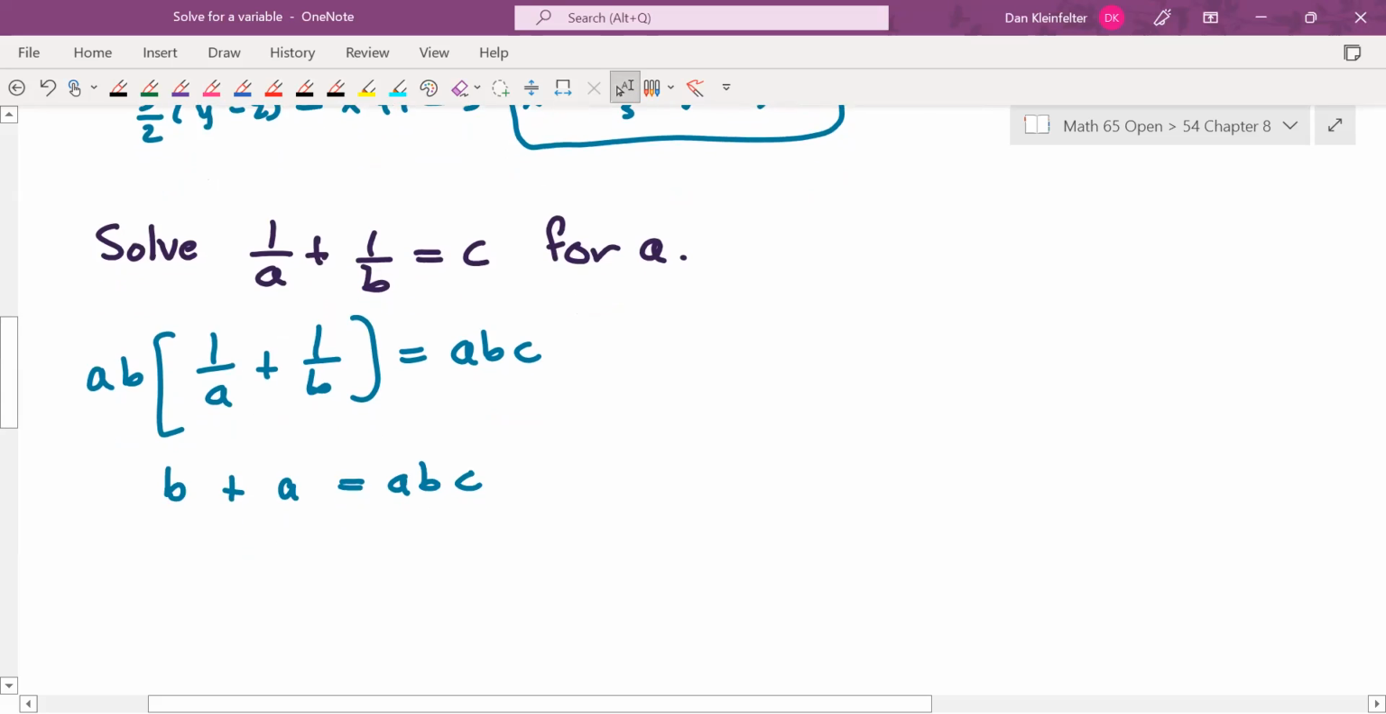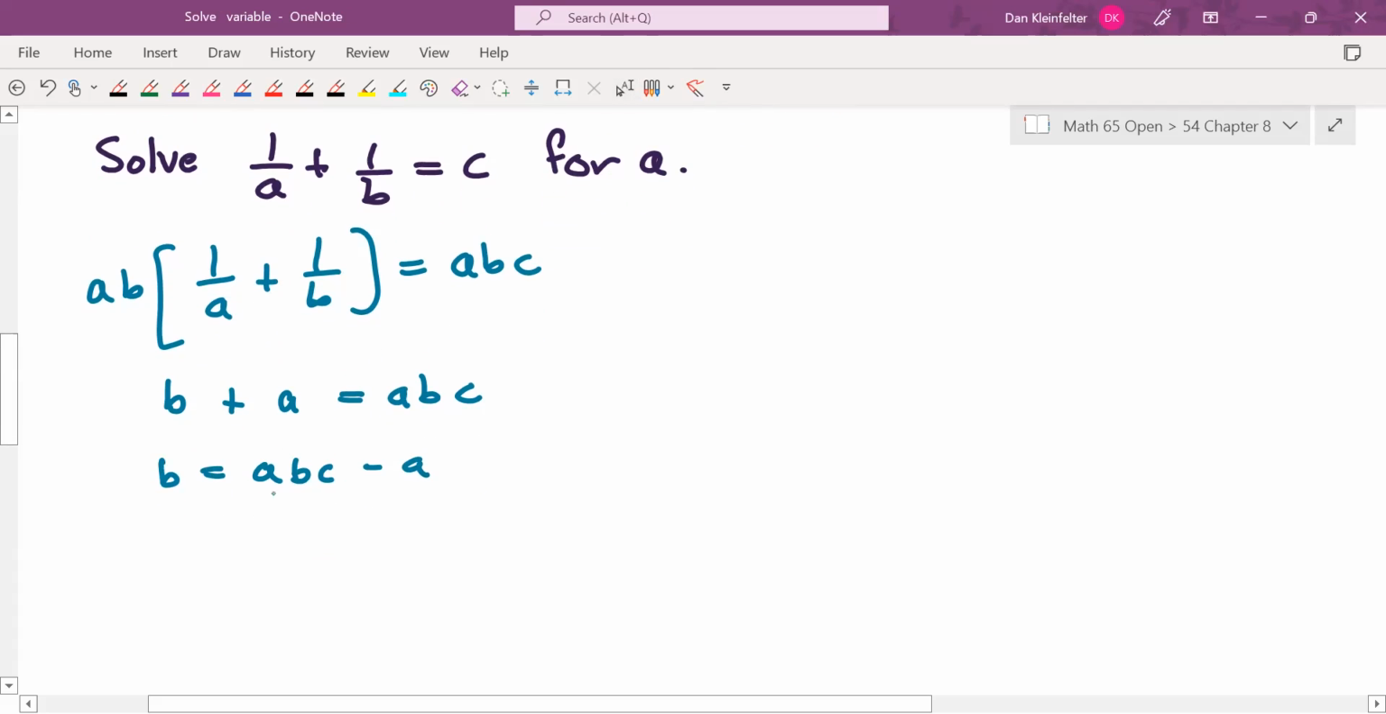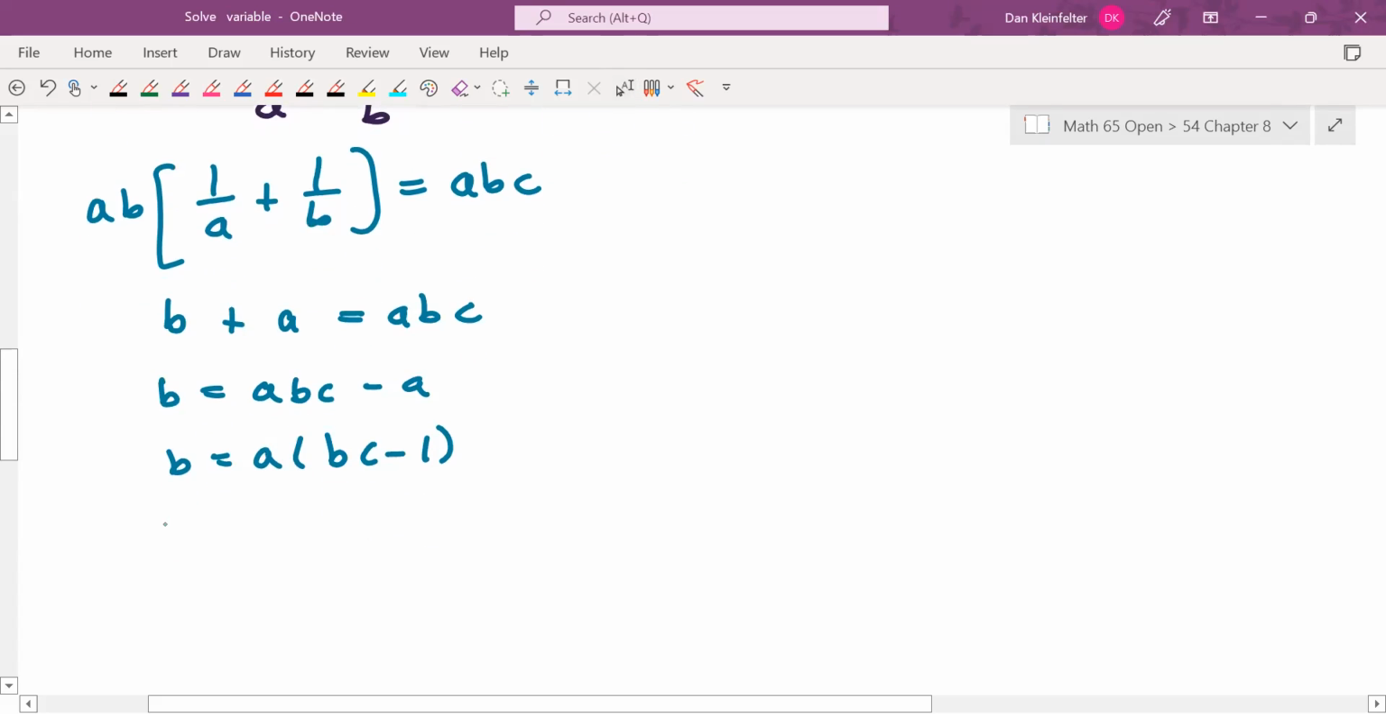Okay, so we're trying to get a by itself. This equation has got 3 terms in it. Out of the 3 terms, 2 have a's and 1 doesn't. Let's collect the terms that have a's to the right side. And now we want to turn that into single terms. So we're going to factor out that common factor of a. So we'll have a times bc minus 1. And then we can finish this by dividing by the bc minus 1 part to get a all by itself. So a will be b over bc minus 1.